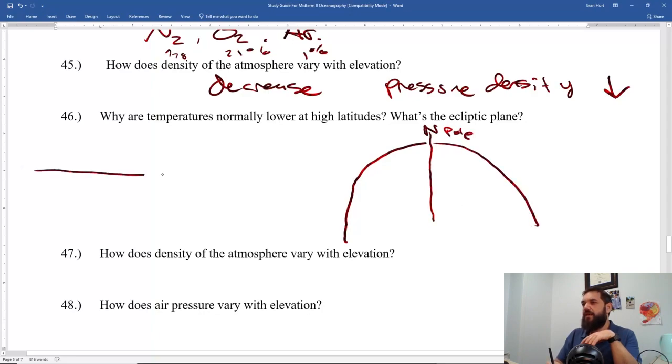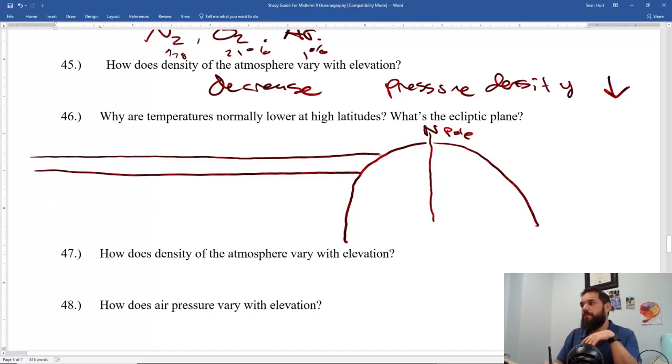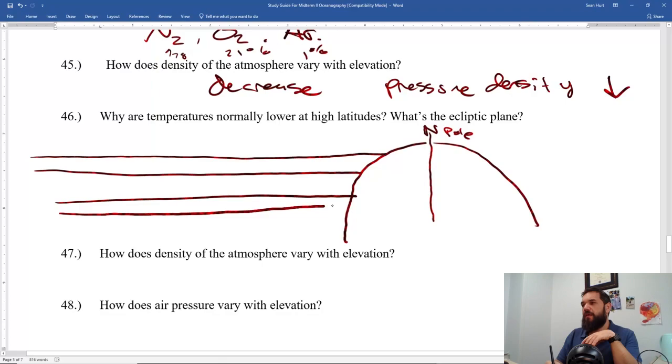The sunlight's coming in like this. So let's say you have a beam of sunlight coming in up here, and you have a beam of sunlight coming in closer to the equator like this. You can see that that beam of sunlight is heating up a smaller area, even though the beams are supposed to be about the same width. I'm trying to draw them the same width. This beam is heating up a larger area of the Earth than this beam is.